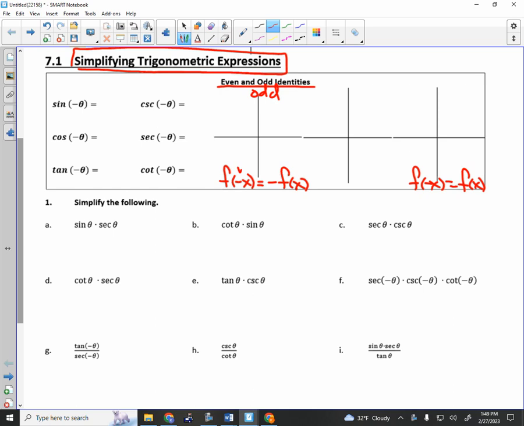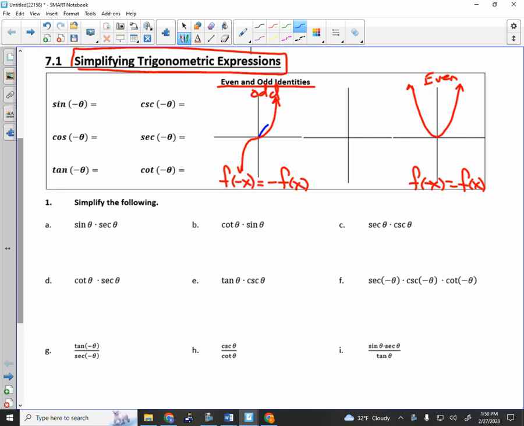An odd function would be like x cubed. Notice how it's symmetrical about the origin. Like if you spin it 180 degrees, you get the same thing. Whereas for an even function right here, if you take the graph of y equals x squared and you spin that around the y-axis, you get the same thing. So those are even, those are odd. That's something we talked about once upon a time. Okay. Notice with odd functions, the negative pops out front. With even functions, the negative is able to just disappear.